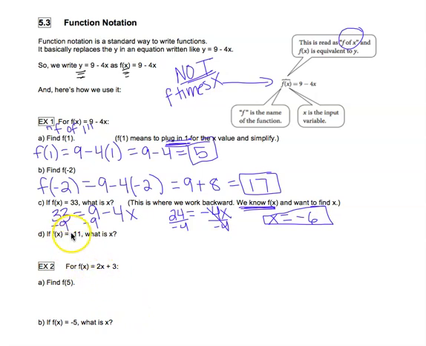All right, so for D here, I'm going to have you do this on your own. So go ahead. If f of x is negative 11, what is x? So same thing that I did in C, you're now going to do with this new value. So go ahead, pause for a moment, and figure out what x should be there.